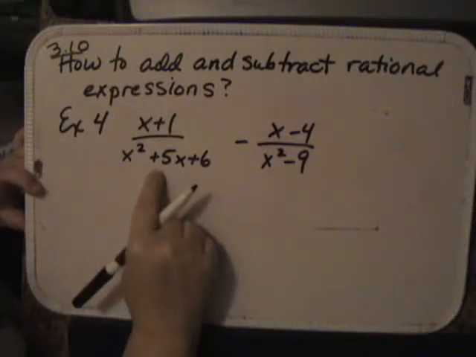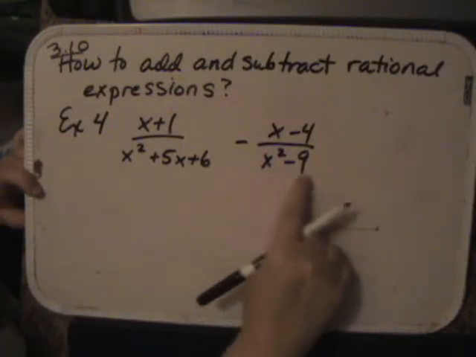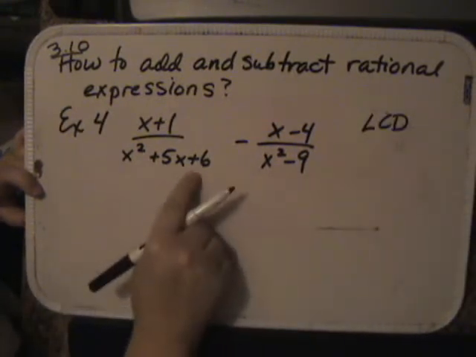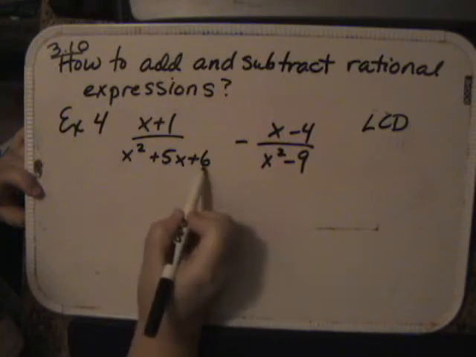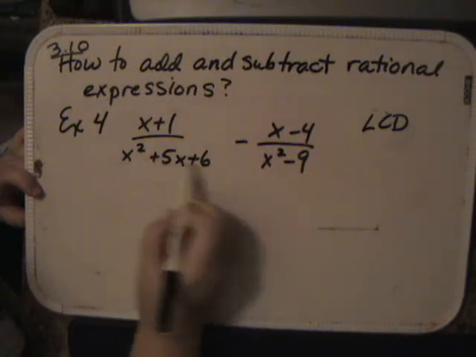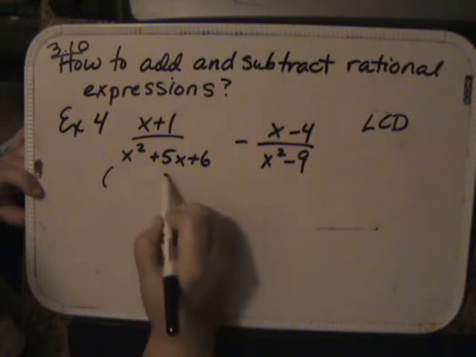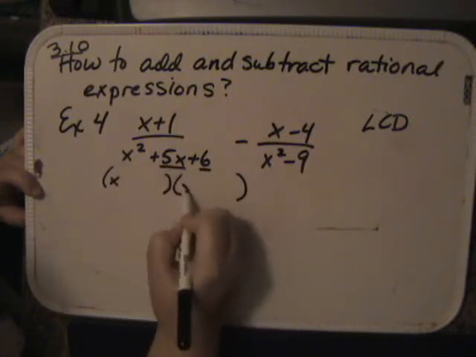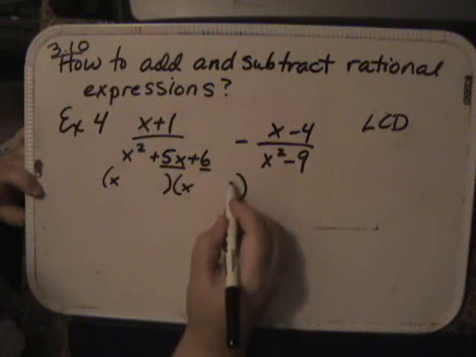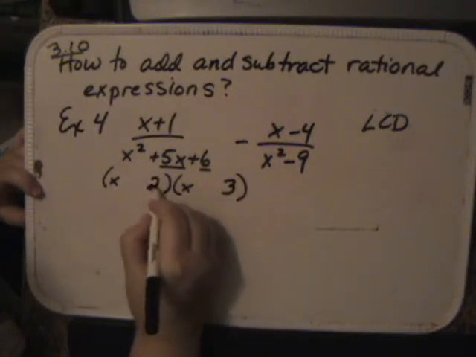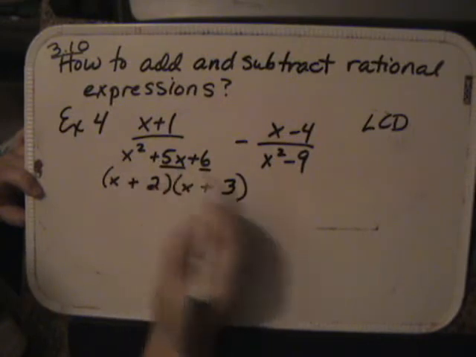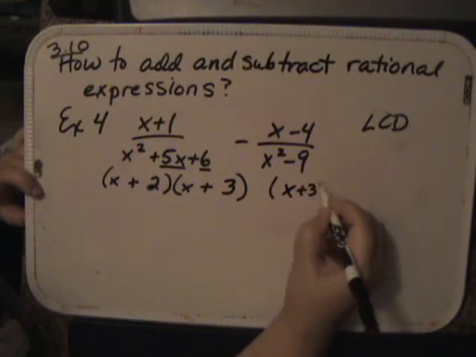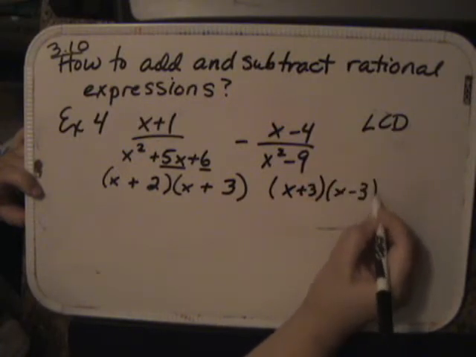Okay, to work example 4, again, we need to factor these in order to find the LCD. So to find the LCD, let's factor this denominator. How can we factor it? It multiplies to 6 but adds to 5. So with the 6 we would have 3 and 2, which multiply to 6 and add to a positive 5x. So these would be the factors here, and this is x plus 3, x minus 3.